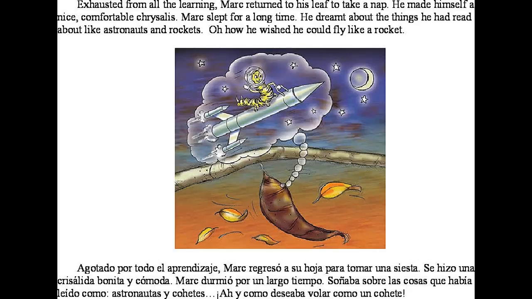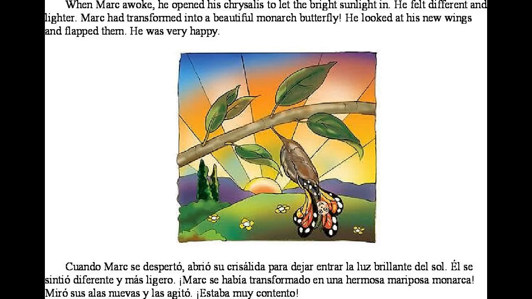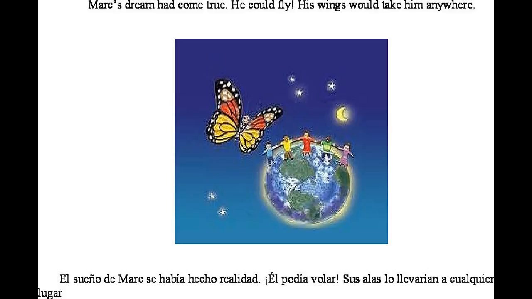Oh, how he wished he could fly like a rocket. When Marc awoke, he opened his chrysalis to let the bright sunlight in. He felt different and lighter. Marc had transformed into a beautiful monarch butterfly. He looked at his new wings and flapped them. He was very happy. Marc's dream had come true. He could fly. His wings would take him anywhere. The end.